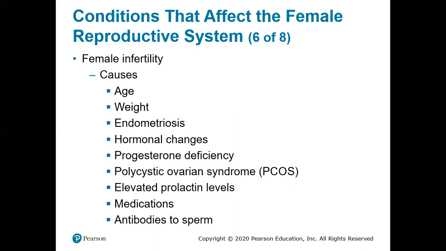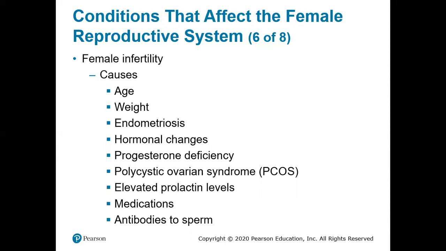Some causes of female infertility can include age. A woman's age, more accurately, the age of her eggs, can contribute to infertility. Weight. Fat cells make 30% of estrogen. However, overweight patients have an overload of estrogen that throws off the reproductive cycle. Endometriosis, which is a condition in which fragments of the lining of the uterus are found in other parts of the pelvic cavity. Hormonal changes.